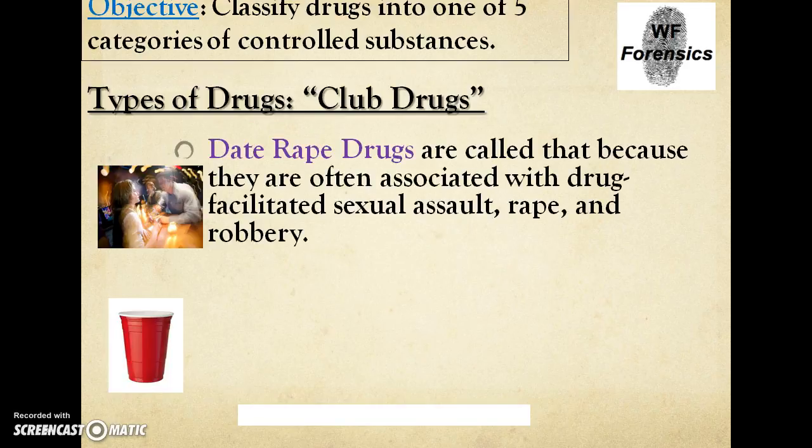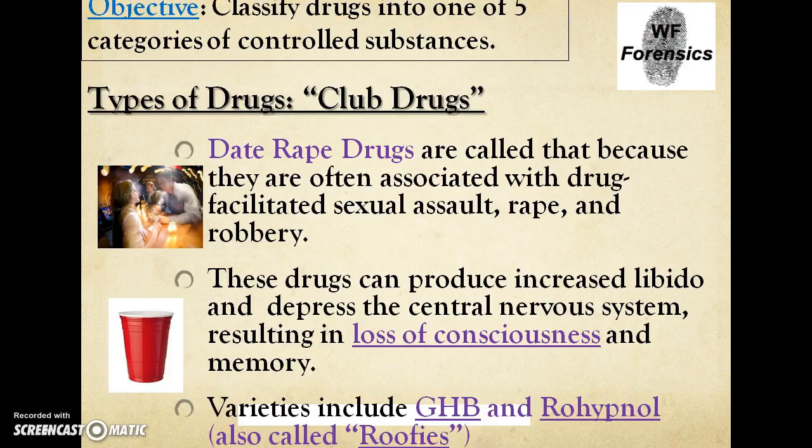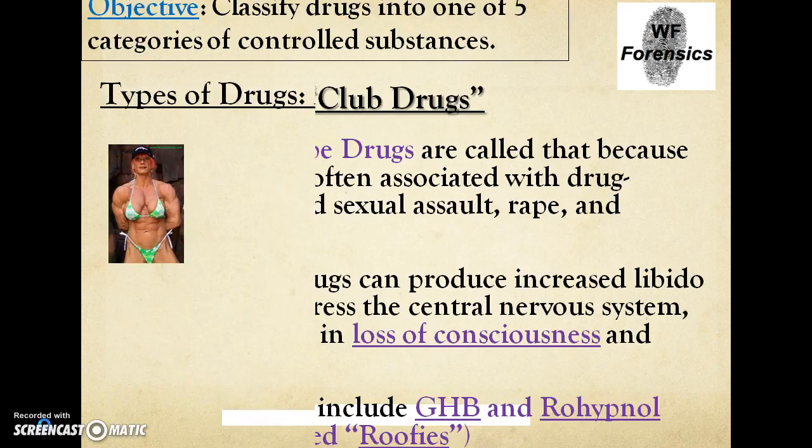Date rape drugs. So this is a very, very common club drug. It's used on women more often than men for sexual assault, rape, even robbery. And these drugs cause an increased libido, which is essentially an increased sex drive, and at the same time, it depresses the central nervous system. So if you think about it, if it's depressing your central nervous system, it's going to result in the individual losing consciousness. They'll have no memory of what happened, so they will not know if they were sexually assaulted, raped, robbed, or anything until they wake up, and they're very confused. Examples of date rape drugs would be GHB or Rohypnol, which is also known as a roofie.